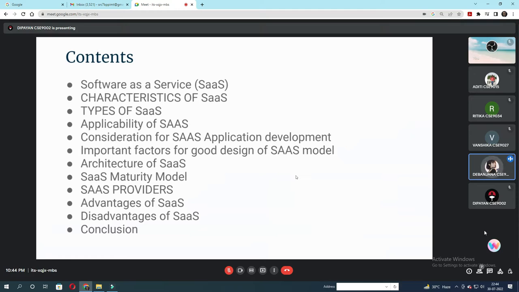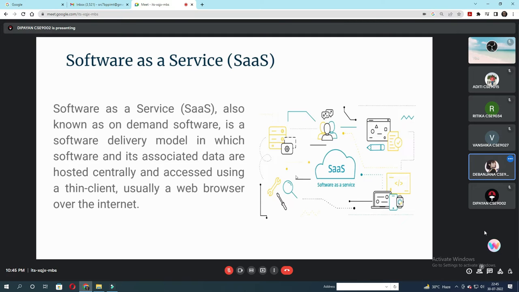So now I would like to tell the contents of this PPT. We have first software as a service, then characteristics, the types of SaaS, then applicability, the considerations for this application, important factors for a good design of SaaS model, the architecture, the maturity model, and the providers of SaaS, an advantage, disadvantage, and lastly we have the conclusion. Next slide. So what is SaaS actually?